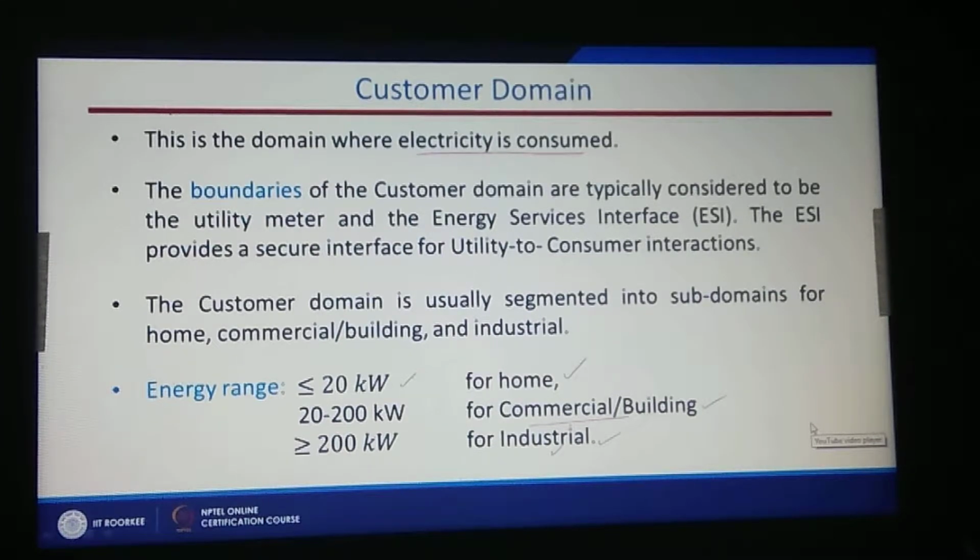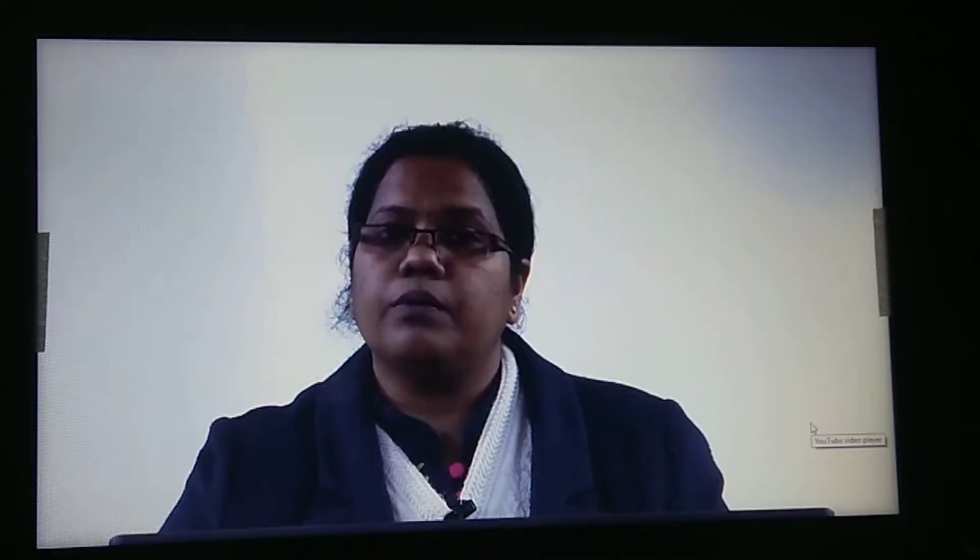Now, one point here I want to mention, that is the ESI, which is very, very important. That is Energy Services Interface. What is that? It provides a secure interface for the utility to customer interactions. This is a very, very important part of the architecture of the smart grid.